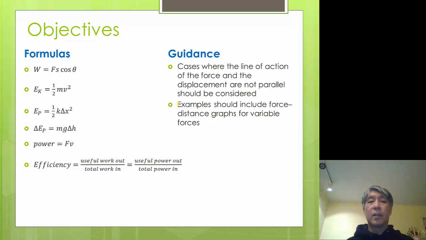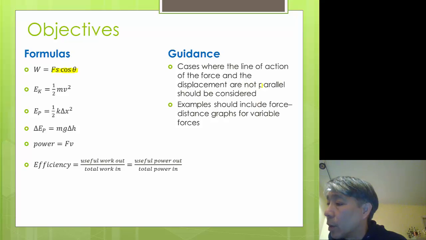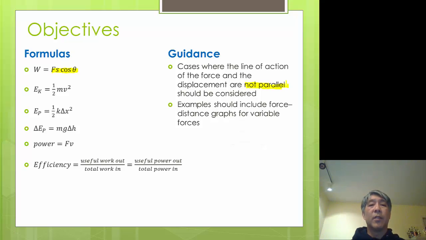We'll also be looking at the various formulas. We should be familiar with them. Note that we're definitely going to be using the cosine form of this. Even under guidance, it says we're not going to be parallel. So therefore, the cosine of theta is going to be important, where work is the force times the distance times the cosine of the angle between those two. And we'll talk about what that means from a math point of view.